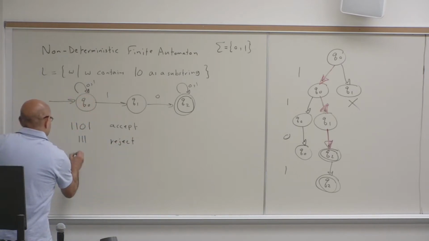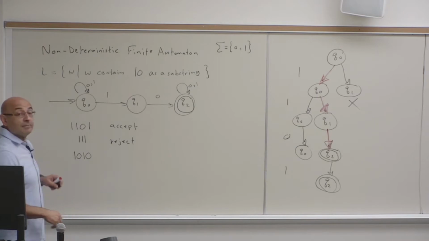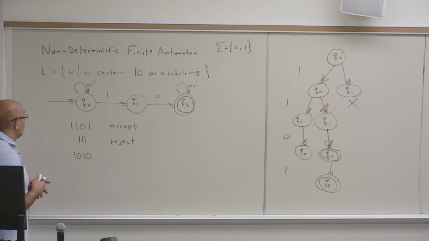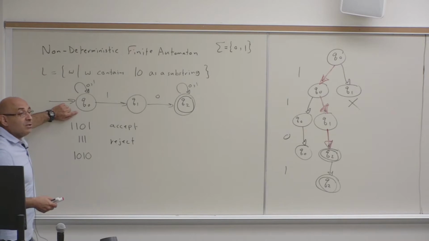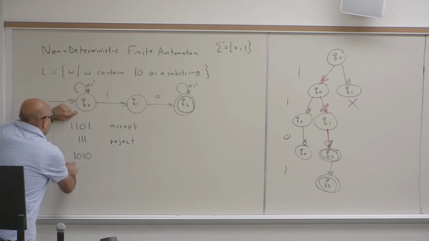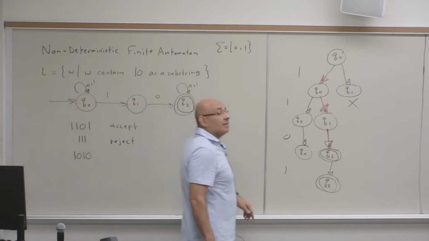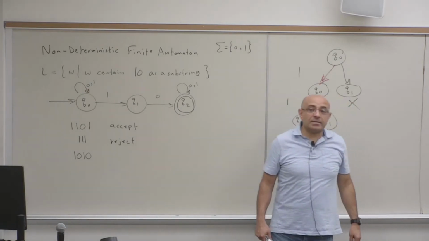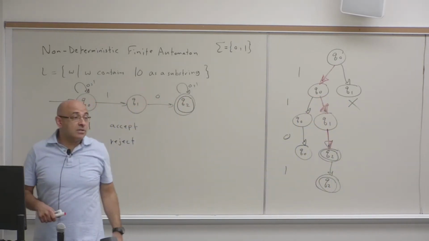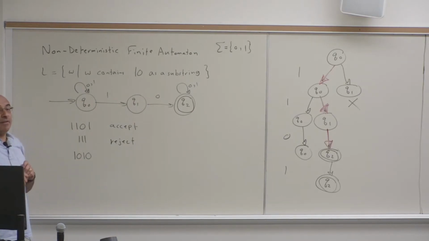Now what about this string? When we are in Q0, what should we do? Should we choose to stay in Q0 or go to Q1 with this one? Which option should we take? Well, the answer is, you can do either. Either option is going to lead to an accept state, whether you go to Q1 or stay in Q0. That's why it's a non-deterministic finite automaton.